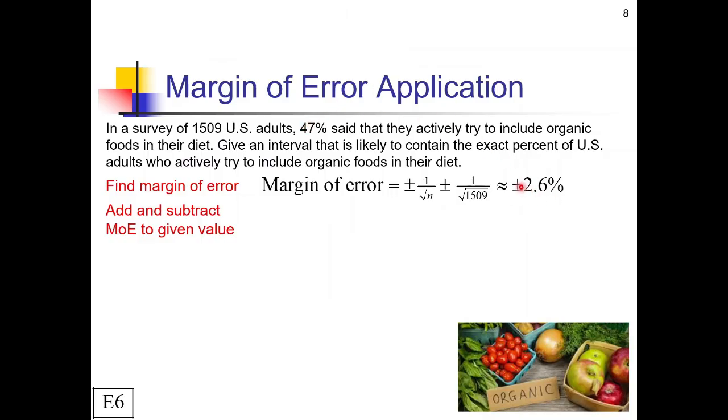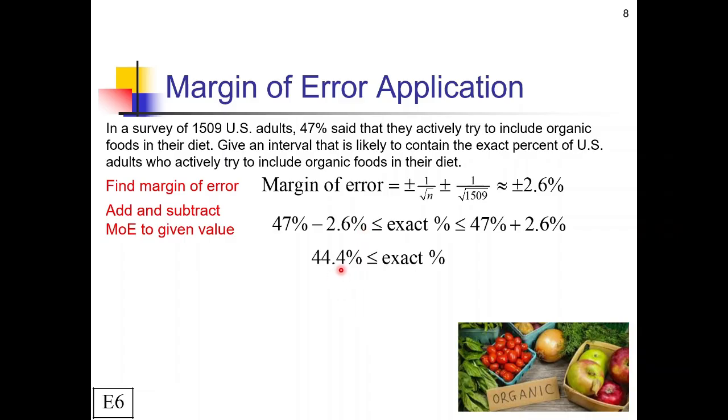So we're just going to add and subtract that to the 47. That's what this plus or minus really means. So we have 47 minus 2.6. That's going to be the lower bound of the exact percentage. And we also have 47 plus 2.6 as the upper bound. 47 minus 2.6, that's going to be 44.4, which is kind of a nice number. And the upper bound on our percent is going to be 49.6%. So that's where that true percentage is going to fall in.